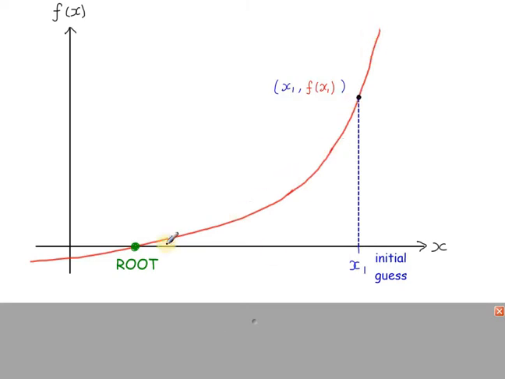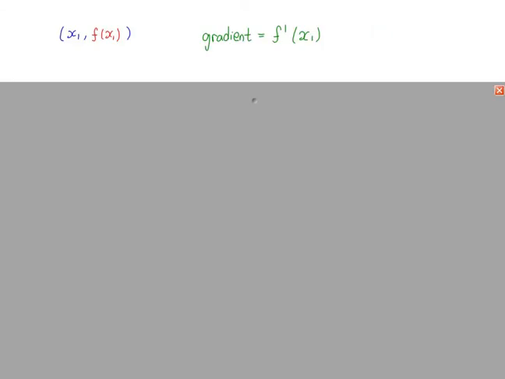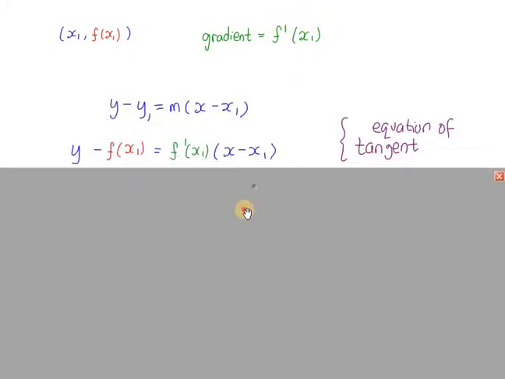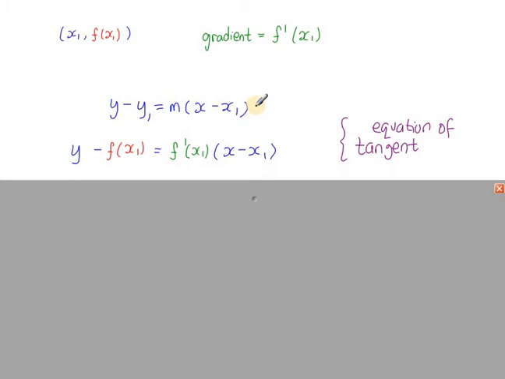So we start off with our function of x, and the coordinates for this point are x1, and the y coordinate is just the value of our function y equals f of x, so f of x1. The gradient will be f dash x, and the gradient at our point will be f dash x1. So we have the equation of a straight line, which is what the tangent is.